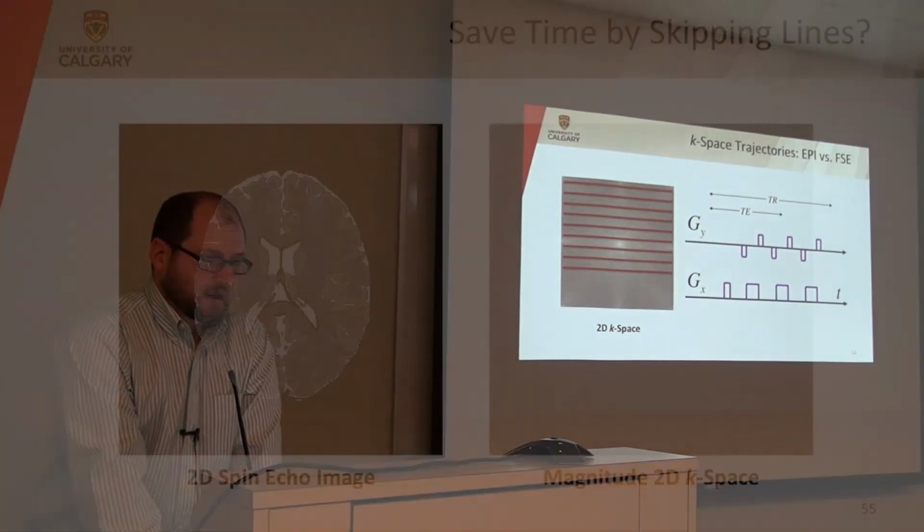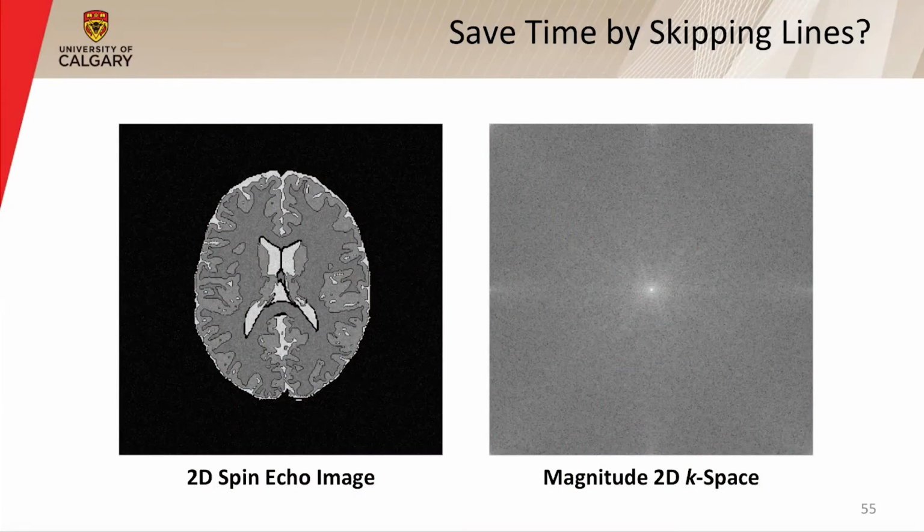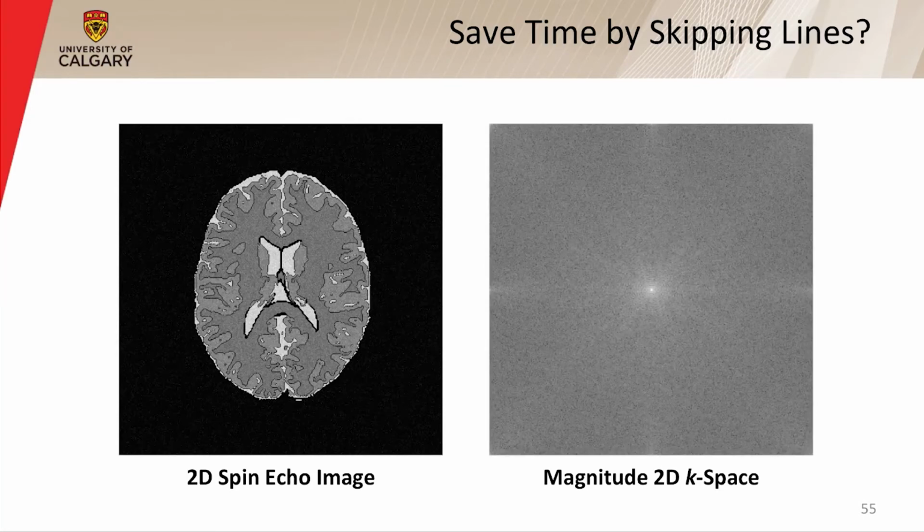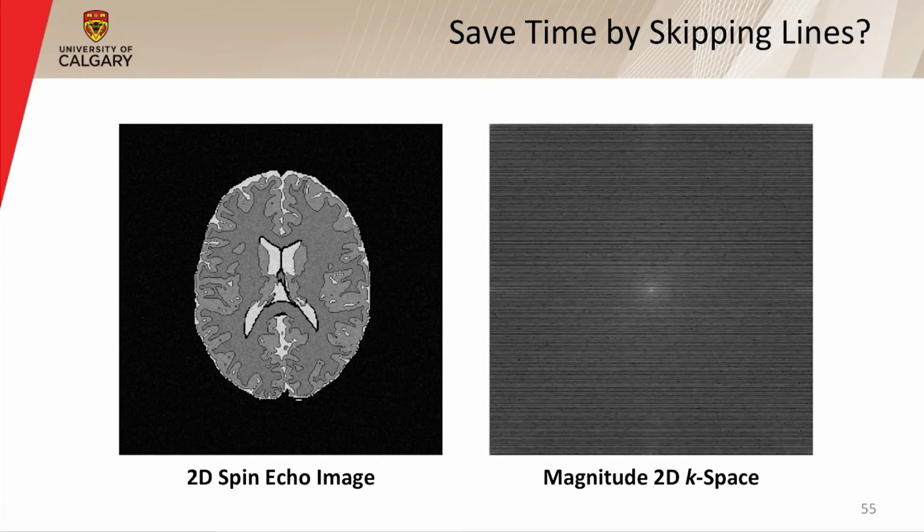Okay, and so now we're going to move on to the next concept, which is what happens if we can skip lines, so we don't actually have to acquire as much k-space. So let's say we skip every other line. Well, what does that look like? Basically, all I did was I took this k-space and zeroed out every other line. Okay. So what does the corresponding image look like?